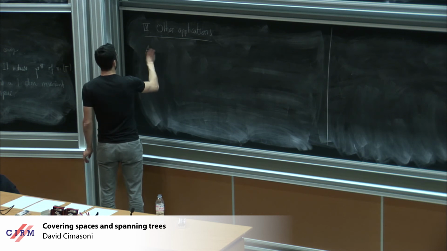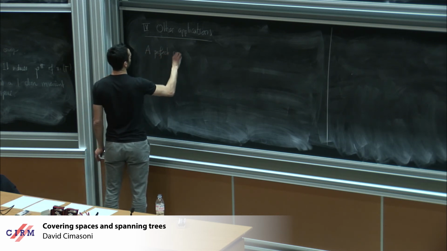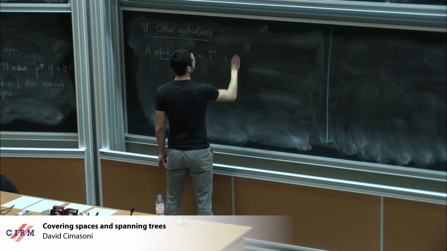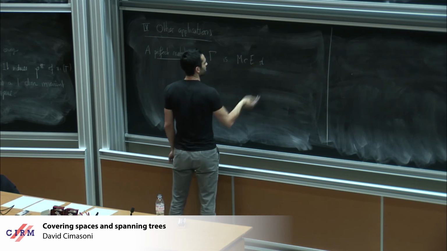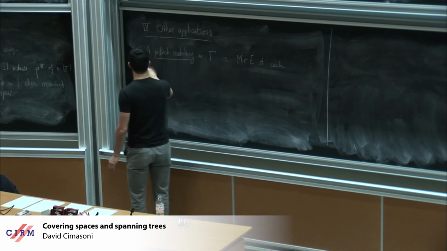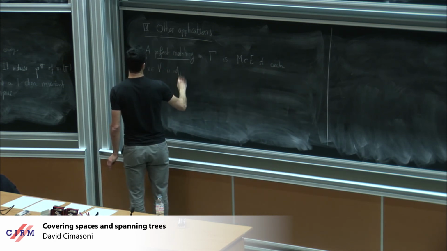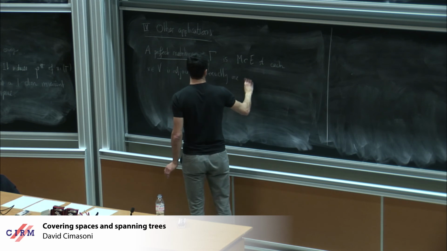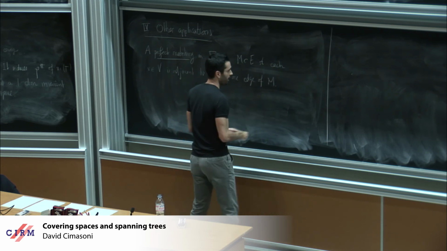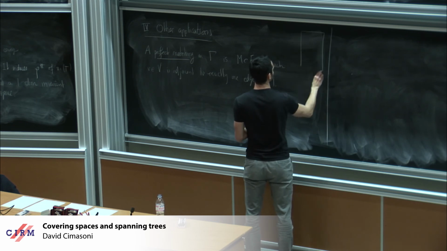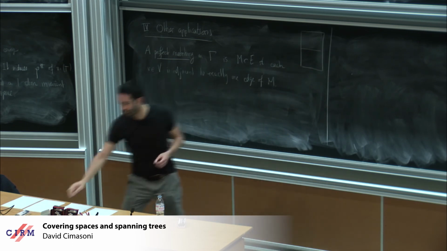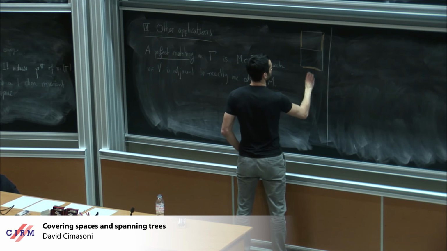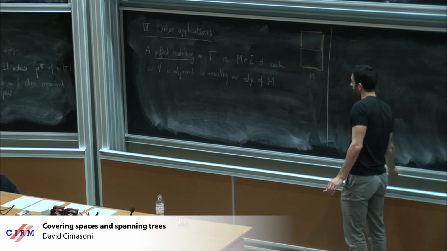So let's say a perfect matching on a graph gamma is a set of edges M such that each vertex of the graph is adjacent to exactly one edge of M. Okay, just a little drawing, a little example. That will be an example of a perfect matching on this graph.